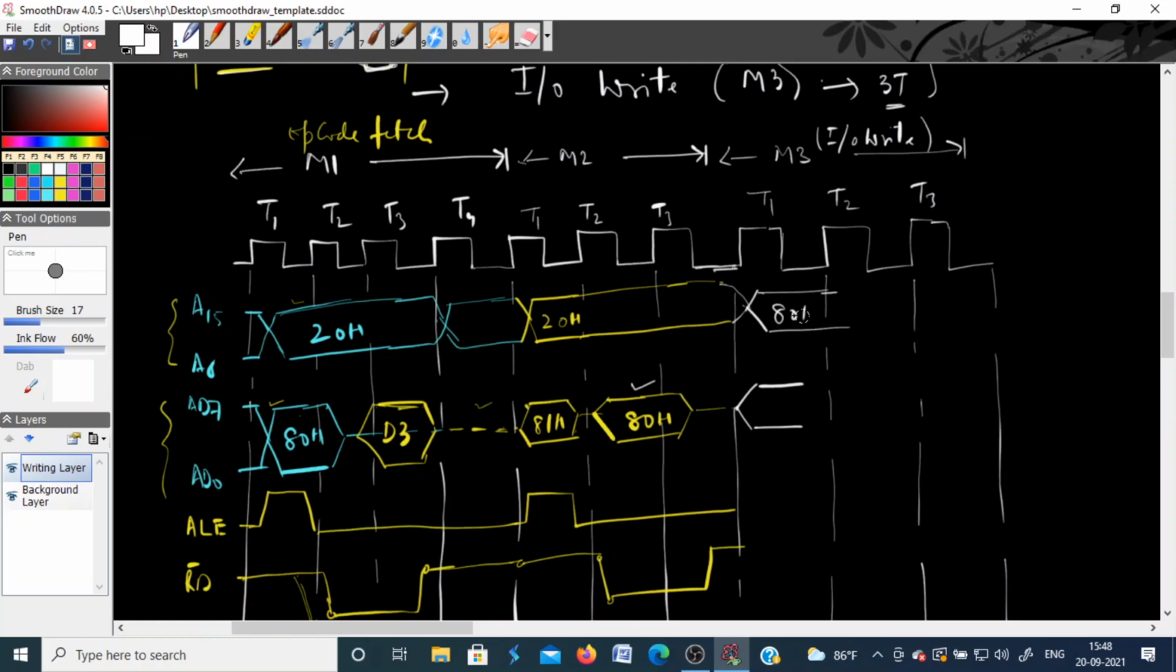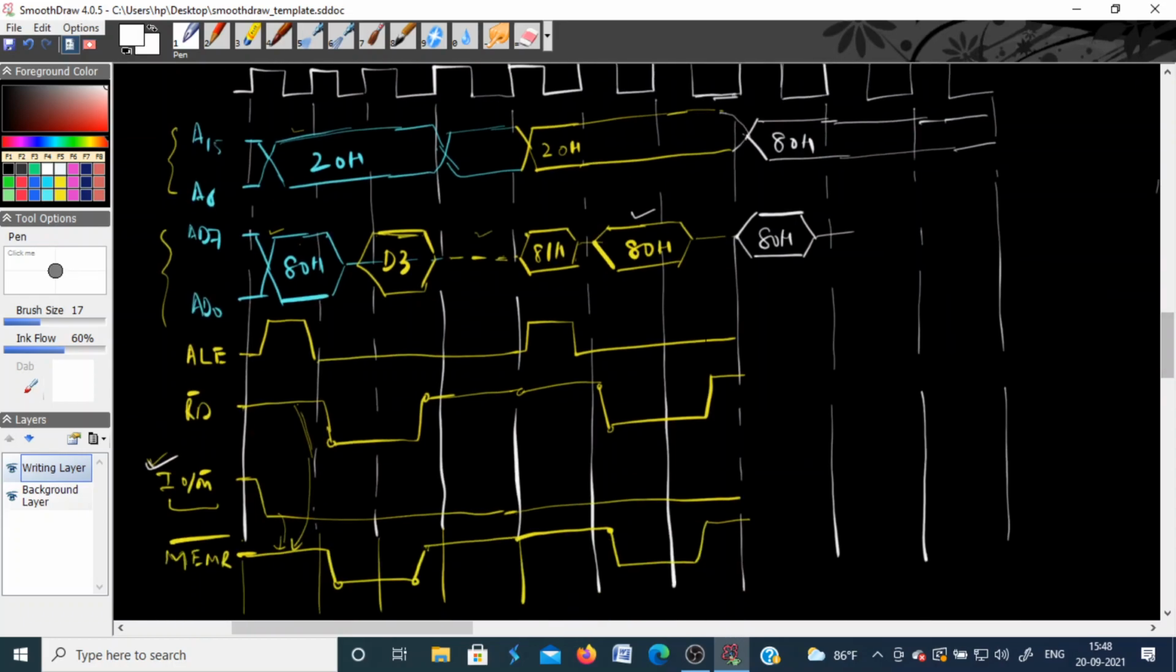So what the processor does basically, it places the higher as well as the lower order address both on the higher and lower order address bus, and then again ALE will be activated here. Your address is latched. So now the next part, the data bus is free.